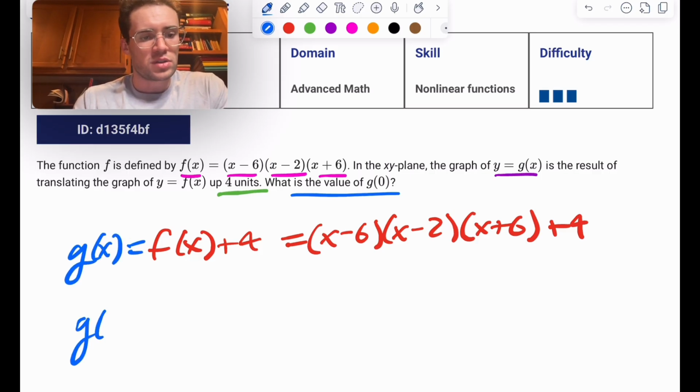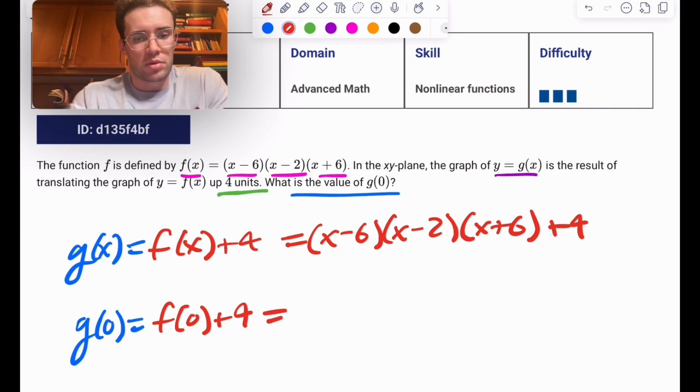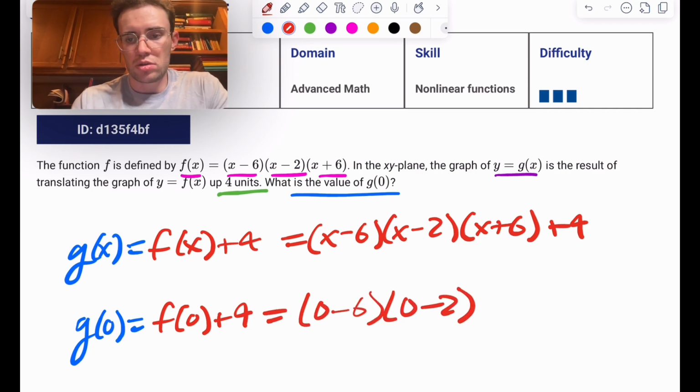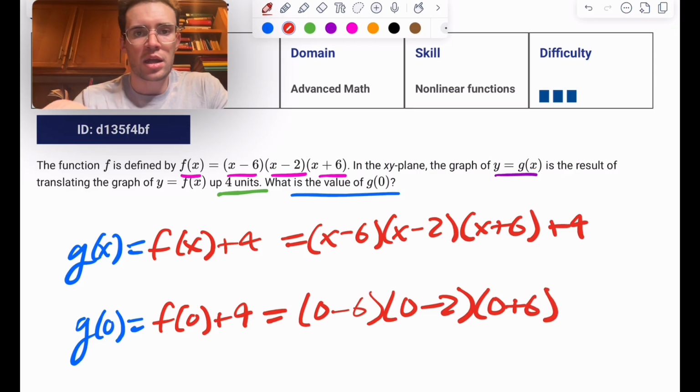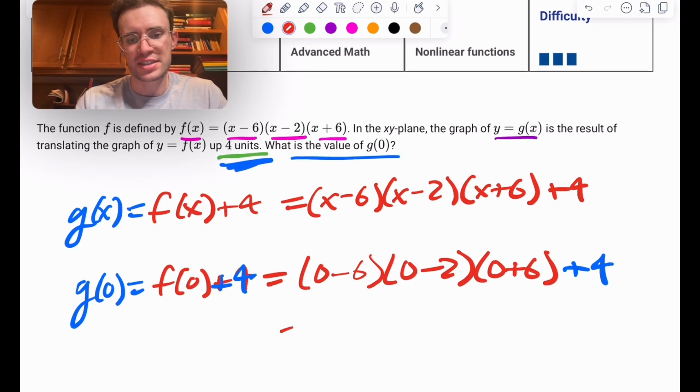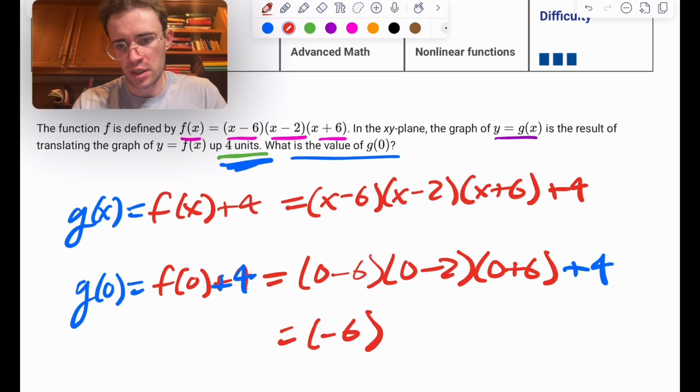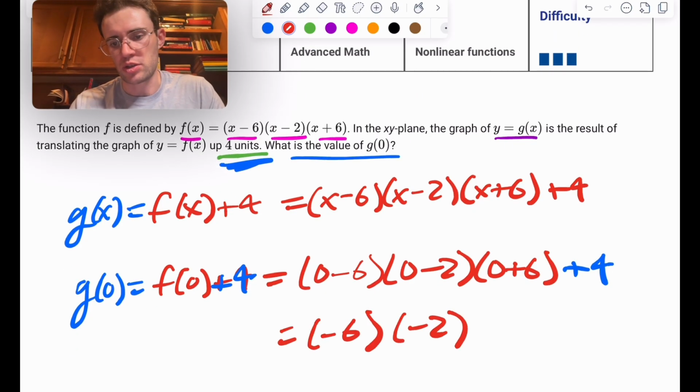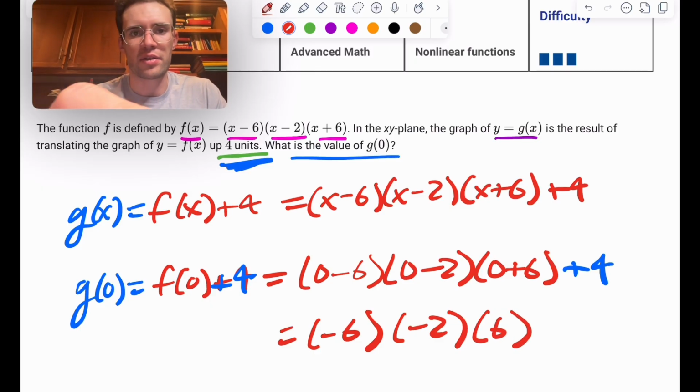So g of 0 equals f of 0 plus 4. But you could just find what f of 0 is, plug it in, which would be here. So plug in 0 minus 6, 0 minus 2, 0 plus 6, like that. And then make sure you still have this plus 4 at the end, because it's shifted up 4. So 0 minus 6 is equal to negative 6. 0 minus 2 is negative 2. 0 plus 6 is 6. And then you have plus 4 at the end.